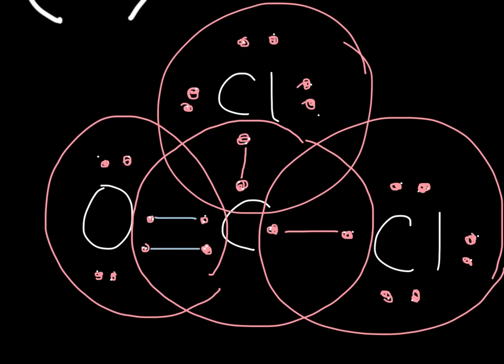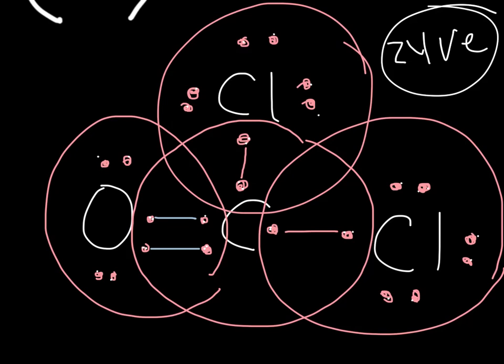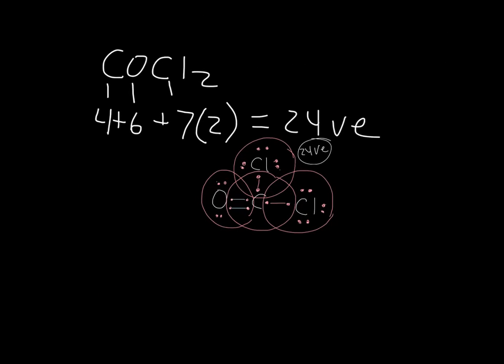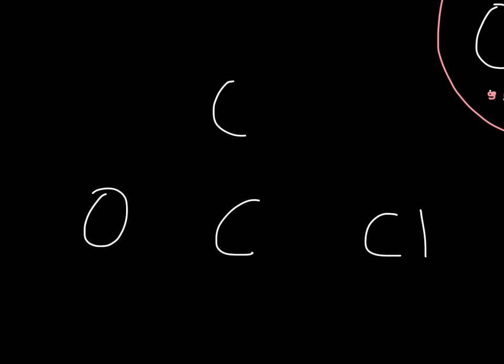So adding that up, that gives us 24 valence electrons, and this is what our Lewis dot structure should look like. Finalizing it without the octets in the way, the finished product should look something like this. Oxygen, carbon, chlorine, chlorine.